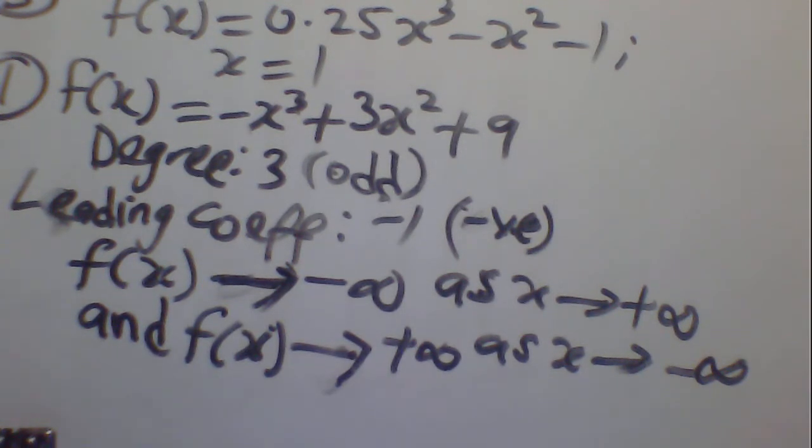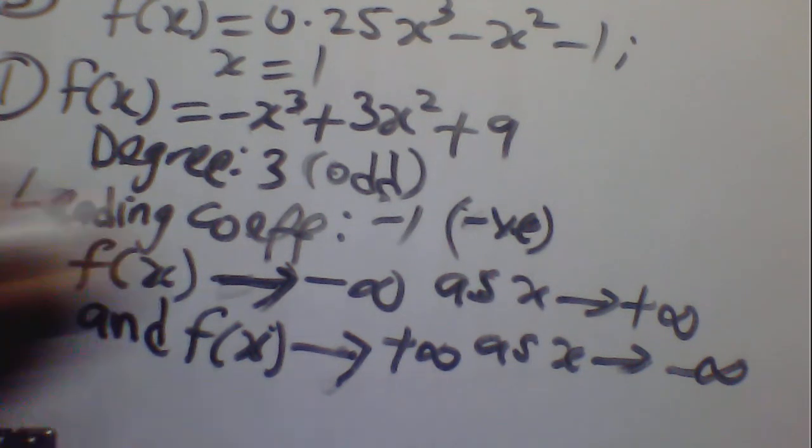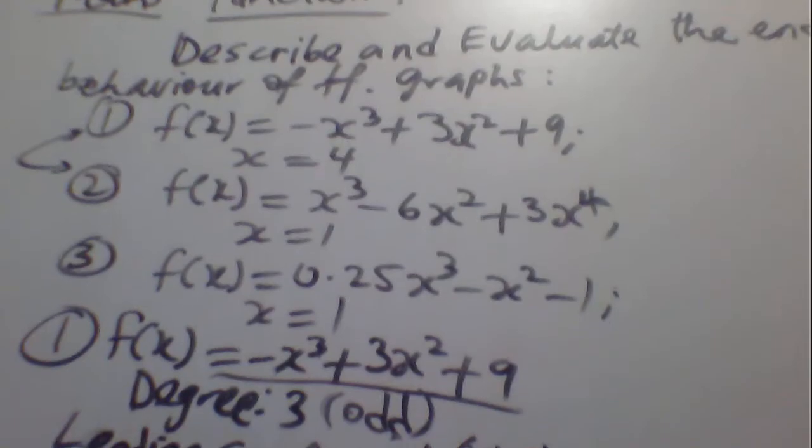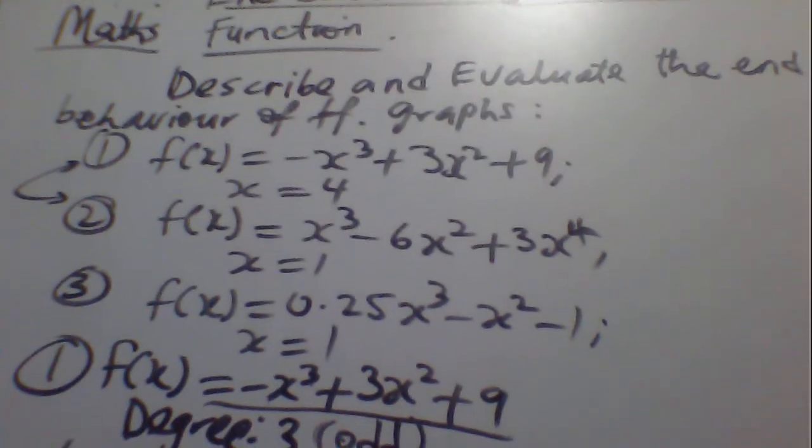So I'm trying to describe the end behavior of this given polynomial function. It is odd, it has a degree of 3, leading coefficient minus 1, and for such reason f of x will tend to negative infinity as x tends to positive infinity, and f of x will approach positive infinity as x approaches negative infinity. You can always verify this concept by using a graphing calculator.